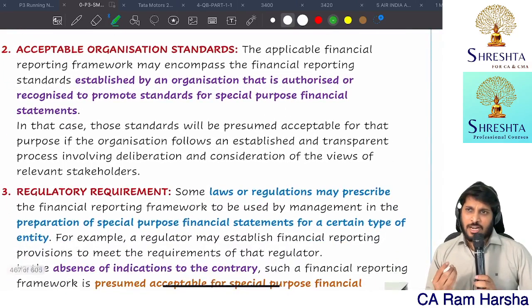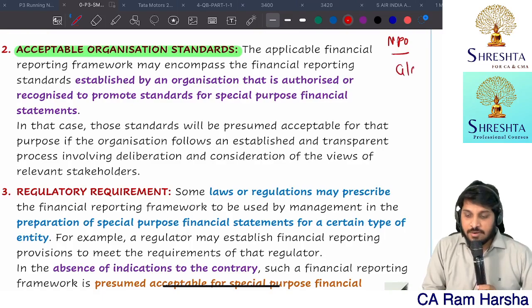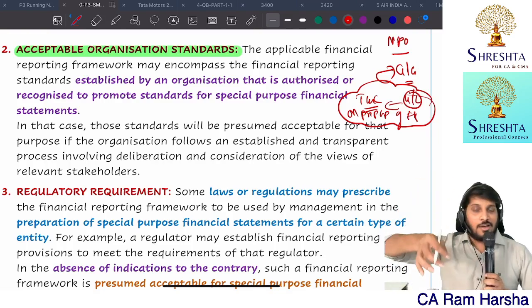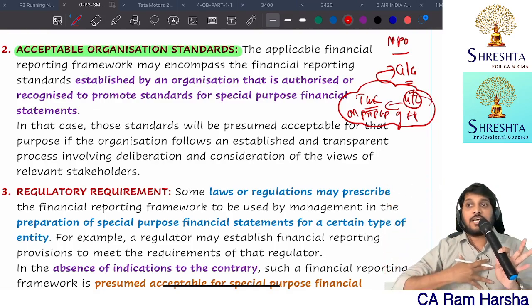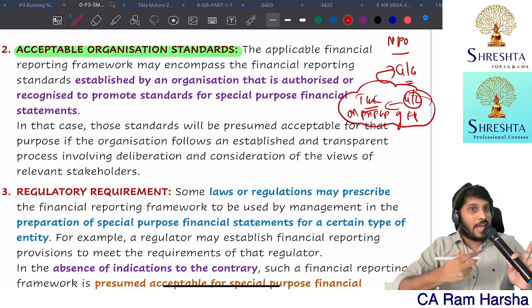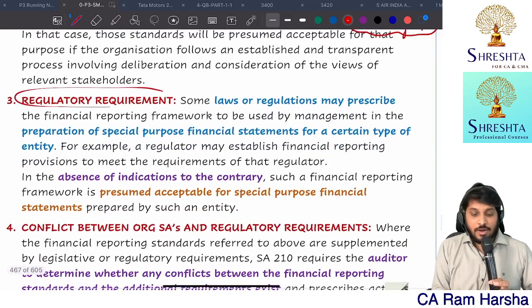Now check for preparing the special purpose financial statements whether acceptable organization standards are there. Suppose this is an NPO which has received a government grant and a grant letter is there. They have given some terms and conditions on preparation and presentation of financial statements that demonstrate utilization of the grant. So the grant letter says you need to prepare financial statements following these terms and conditions, so that the government which gave you the grant will understand whether you utilized the grant properly or not. Prepare the information as per my requirement so that I can understand better. In your format, I cannot understand. Now, that is actually called a regulatory requirement.